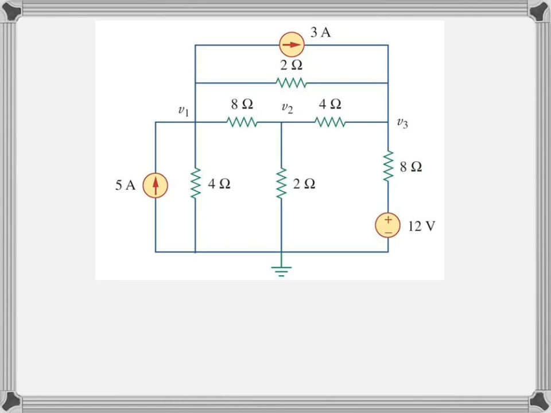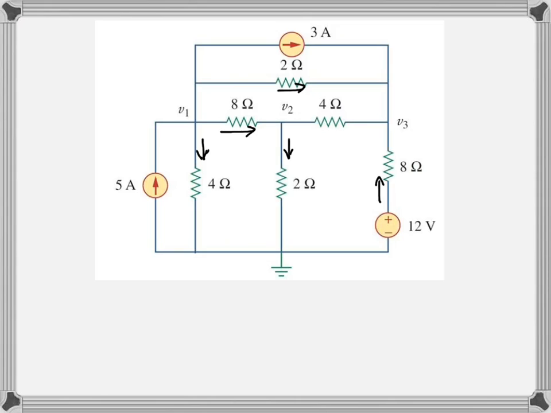So before we start, what we actually should do. The first step is to assign the direction of all currents in all branches. So let's look into the 4 ohm resistor. The current will be flowing downwards. Then the next one, 8 ohms, it is to the right. Next resistor, 2 ohms, again down. 2 ohms on the top, to the right.